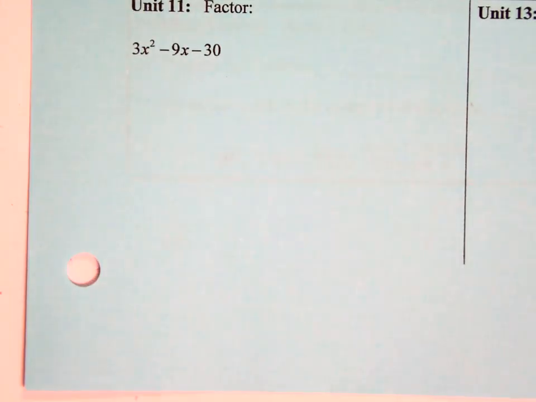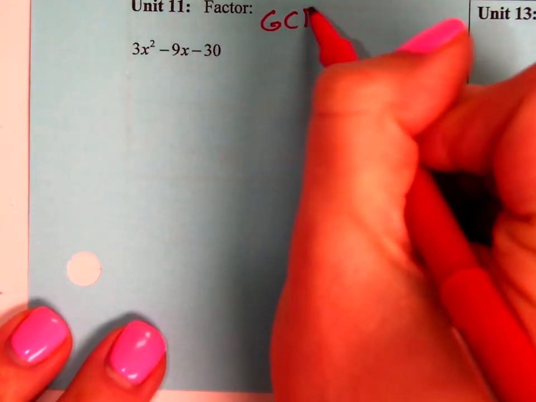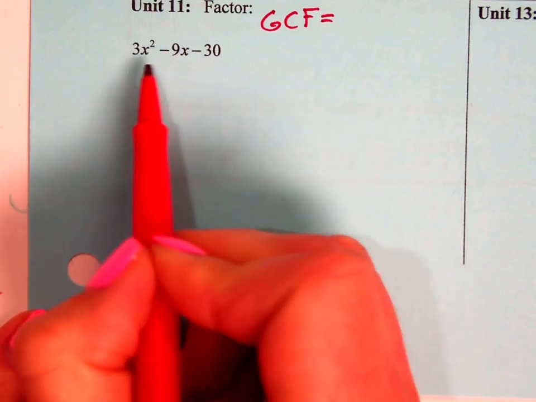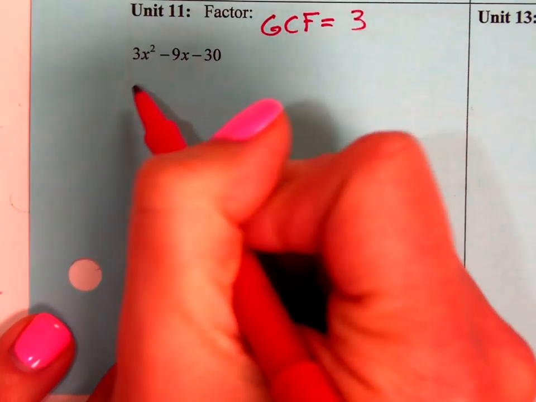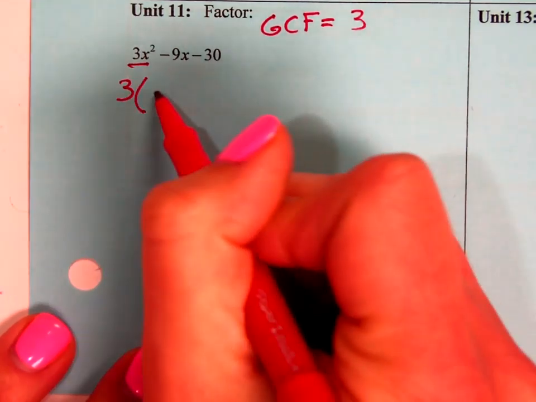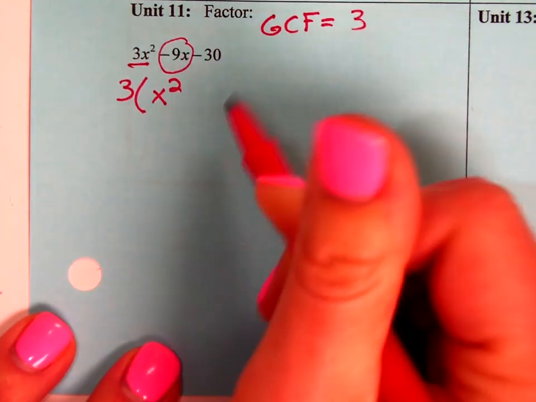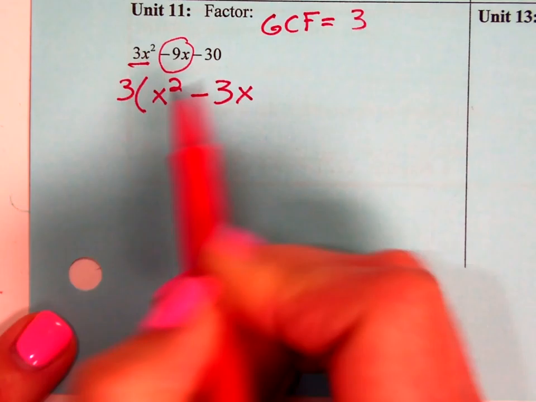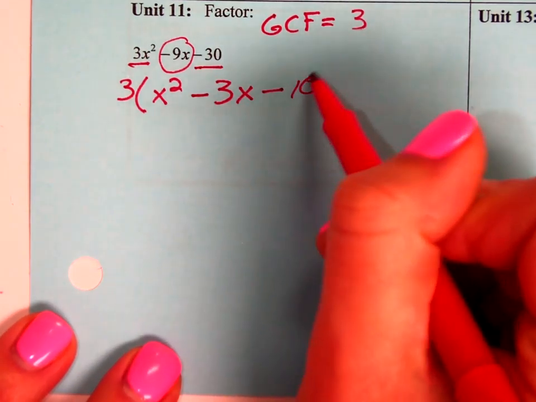Now, a lot of you might have started off right off the bat doing guess and check, but remember, you must look for a GCF first every single time. So in this case, there's not a variable in common, but 3 divides into all of them. So we're going to have to pull out a GCF of 3 first. So 3 times something would give me 3x squared, and that would be x squared. And 3 times something would give me negative 9x. Well, 3 times negative 3 is negative 9, and then we need the x. And 3 times something would give me negative 30, which would be negative 10.